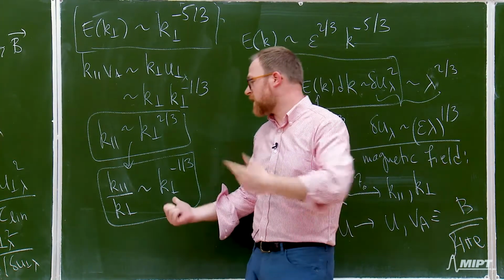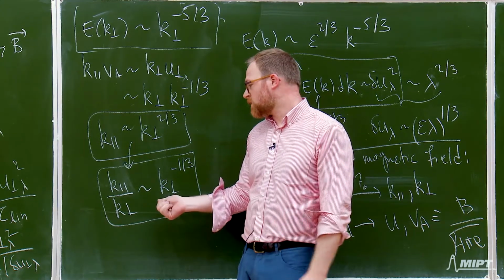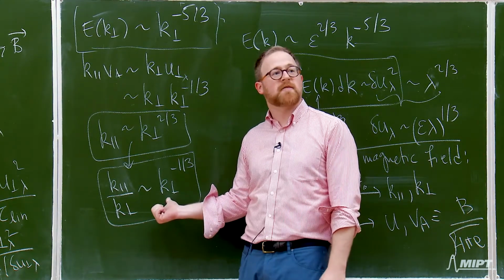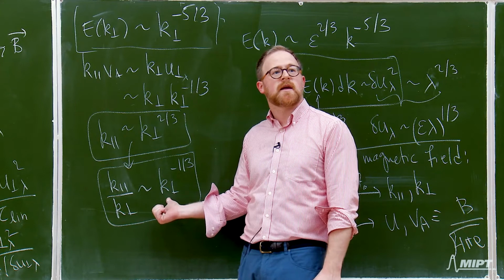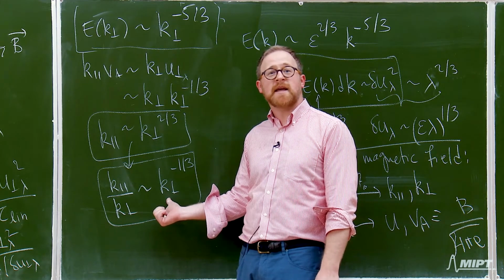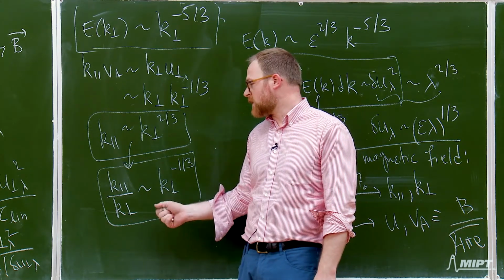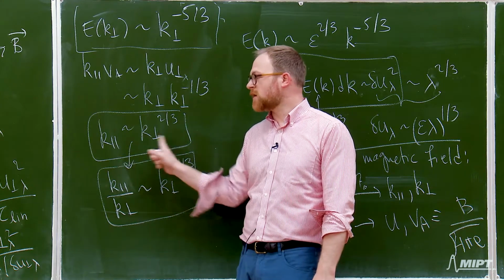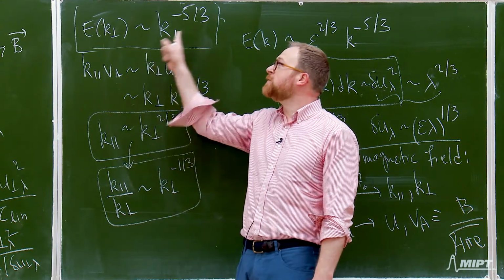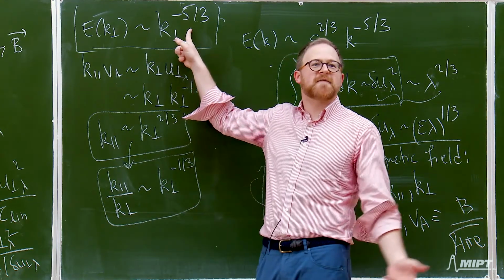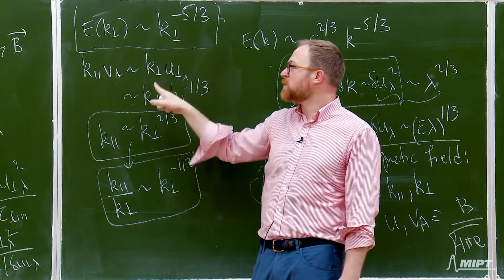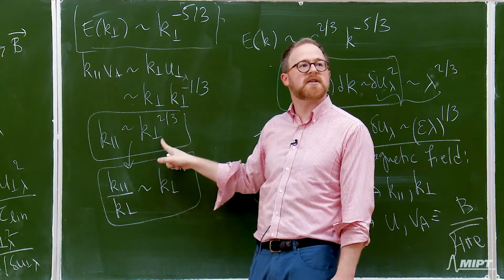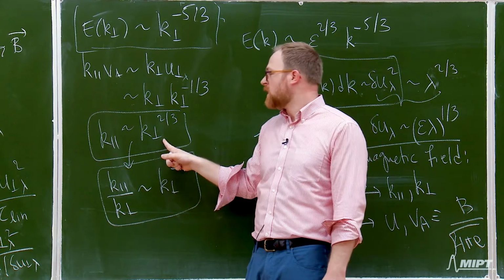So the history from then is that people started looking for this in simulations. There was a bit of ambiguity because they were looking, this is not particularly constraining. It's 5/3, just like Kolmogorov, but this is. This is a prediction that can be tested.